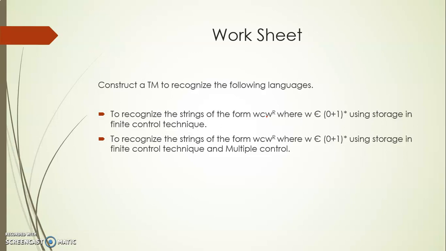The only change you have to make is that here you have to check the first symbol with the first symbol after the separator. So for W reverse, the first symbol has to map to the last symbol in your table, and so on. In the first question you have to use only the storage and finite control, while in the second question you have to make use of both storage and finite control and multiple tracks. Just kindly change it.